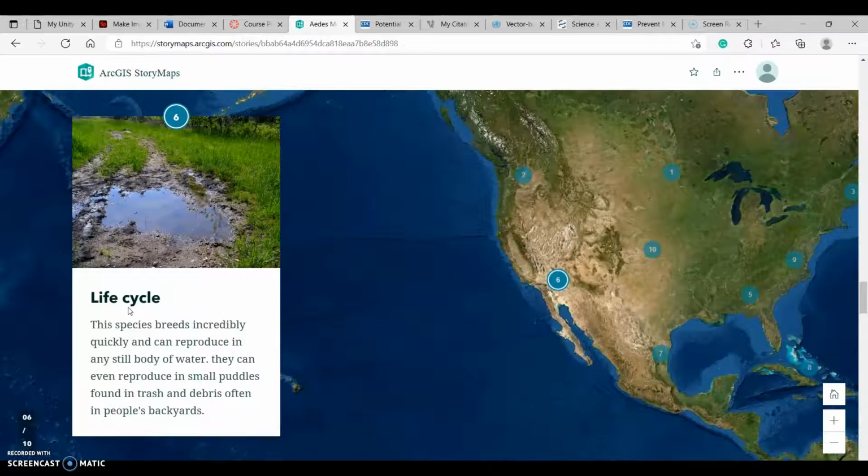Their life cycle: oftentimes female mosquitoes will lay eggs in small puddles like the one you see in the picture. They can really grow and develop in any kind of standing water as long as it doesn't dry up. They're able to breed incredibly quickly, laying thousands of eggs every couple of weeks. And with this ability to reproduce quickly, they can dominate an area very quickly and increase the likelihood that they're spreading this disease tenfold.